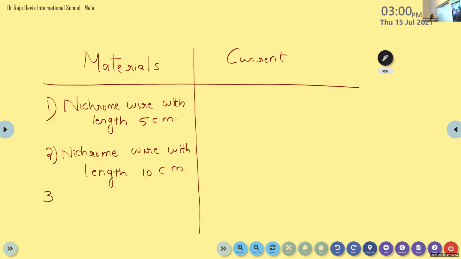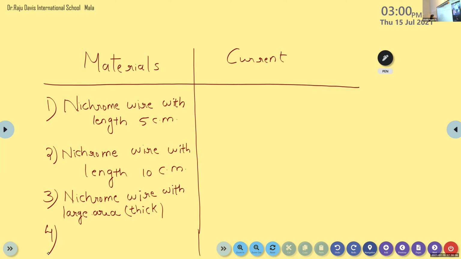The third case, what is the speciality? Nichrome wire with a large area of cross section. Okay, large area or a thick nichrome wire. Thick nichrome wire.